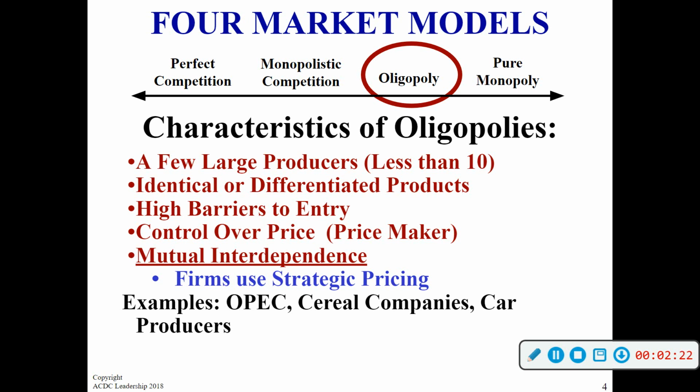Cereal companies, you really only have like 3 big ones when you get down to it. Car companies, looking at manufacturers, Ford, GM, Toyota, whatever. There's not that many major producers in that market. You're seeing more, but not enough that it's really become monopolistic competition.